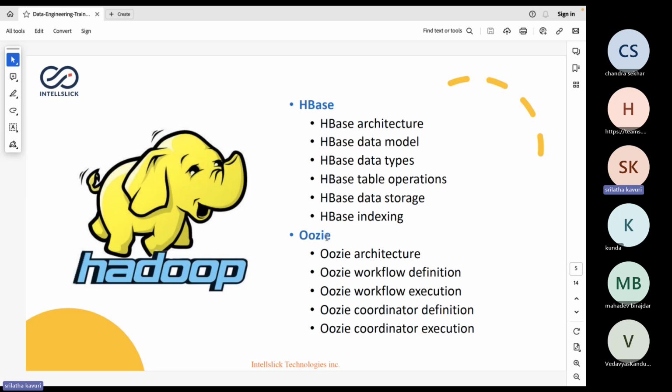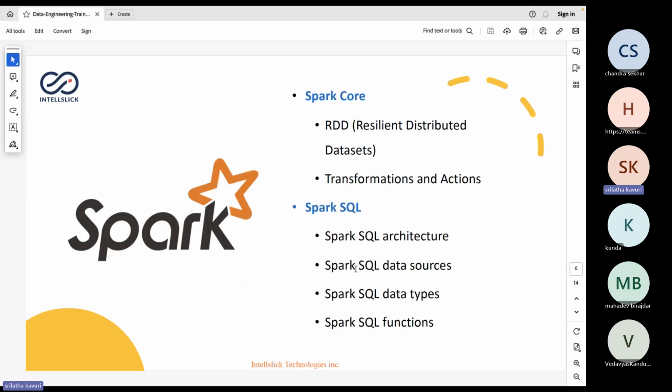So instead, we will schedule that script. We develop the Python script once, and then we schedule it so that it auto-triggers daily at 9 p.m. or 10 p.m., whatever time we mention. That is job scheduling. So within Hadoop, we have Oozie, which is a job scheduler.